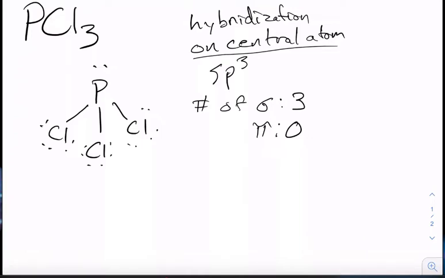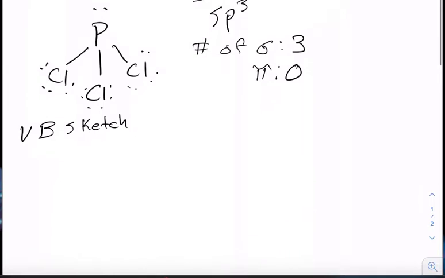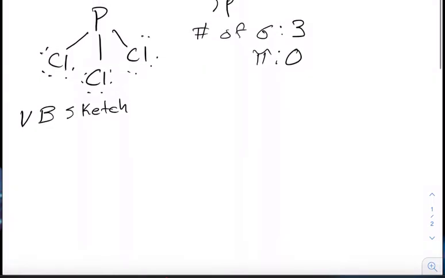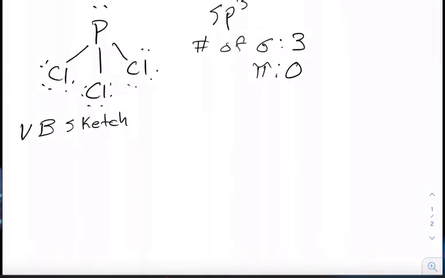And now, having thought about that a little bit, now I think it's easier to go into the valence bond sketch. So the next part of this, we'll take a look at drawing a VB sketch. And I'm going to actually move this up a little bit just because I know this is going to take up a little bit of space to actually draw.